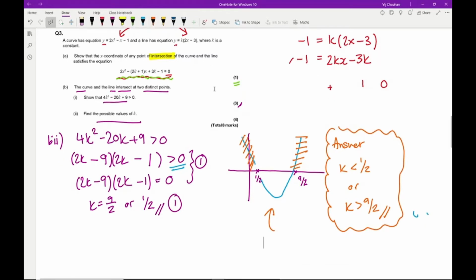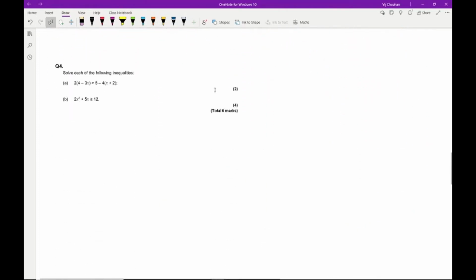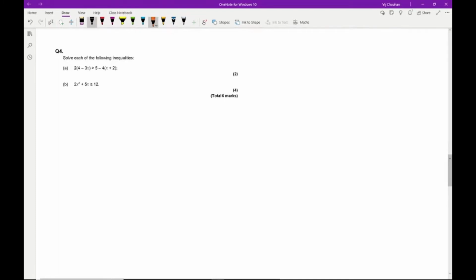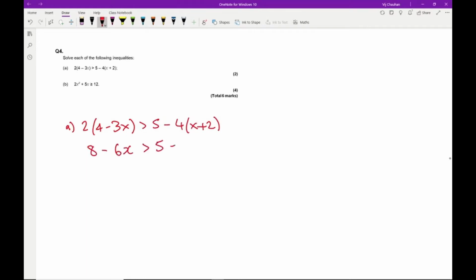So let's move on to our next question, which is looking at question 4, which again continues with the theme of inequalities. However, this one's a little bit more straightforward. So with regards to A, the question is just asking us to solve the respective inequalities. So I've got 2(4 - 3x) is greater than 5(1 - 4x) plus 2. So again, expanding the brackets, we get 8 minus 6x is greater than 5 minus 4x minus 8.